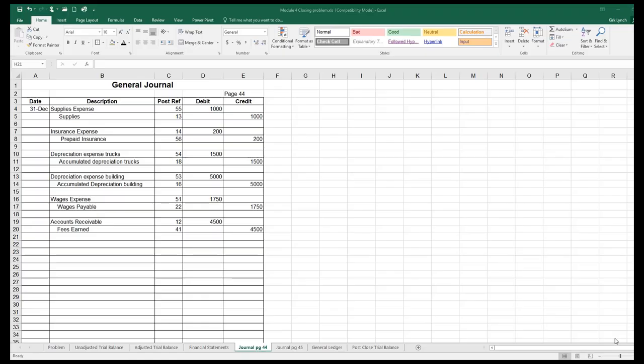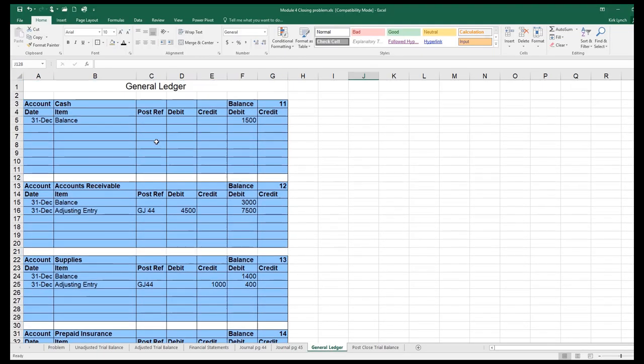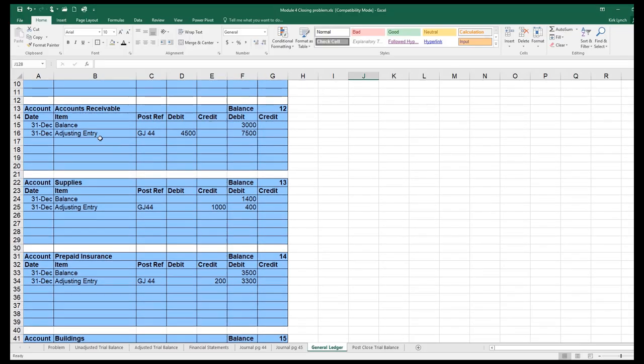Okay, I've now completed posting all of these adjusting entries into our general ledger. You can see I have posting references in the general journal, in the posting reference column, which are the account numbers of the accounts in which we've posted this information.